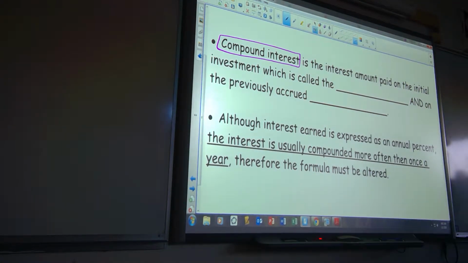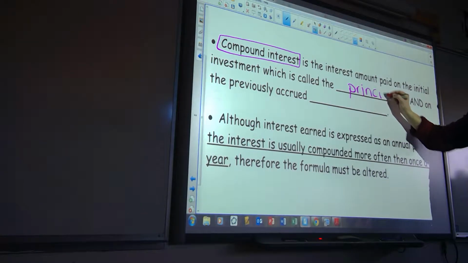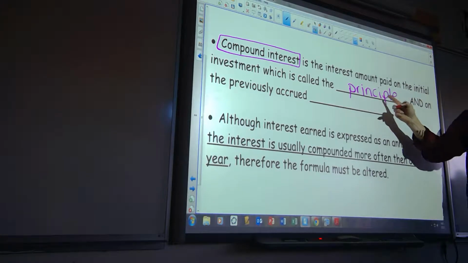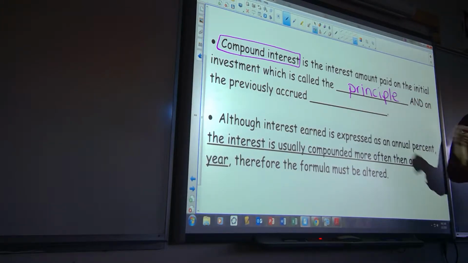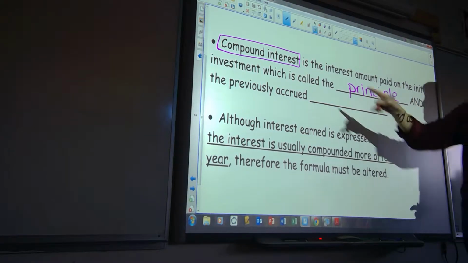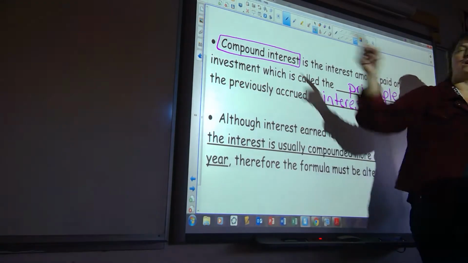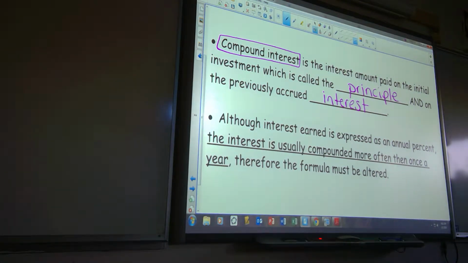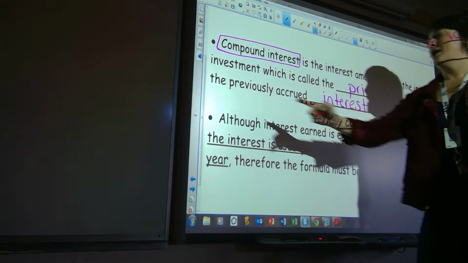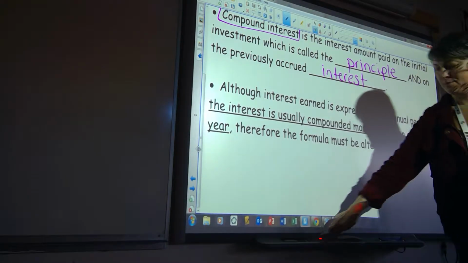It's the interest amount paid on the initial investment, which is called the principal. It's P-L-E, not PAL, like Mr. Silva, Principal. So it's the interest paid on the principal and on the previously accrued interest. Just watch for that word compounded. That's going to be a more complicated formula. Although interest earned is expressed as an annual percent, the interest is usually compounded more often than once in a year. Therefore, our formula has to be altered.